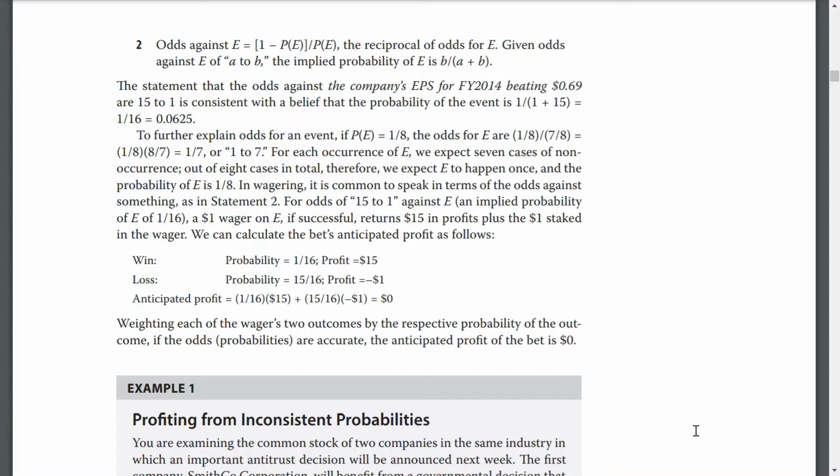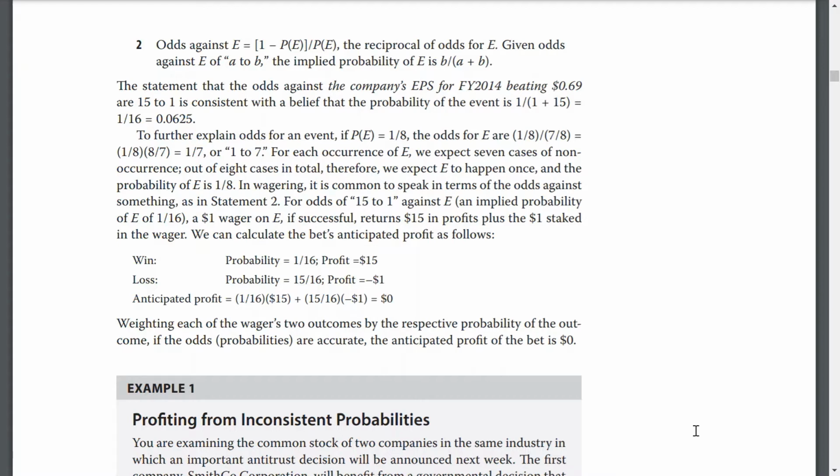To further explain odds for an event, if the probability of E is 1 out of 8, the odds for E are 1 out of 8 divided by 7 out of 8, which is equal to 1 divided by 7, or 1 to 7. For each occurrence of E, we expect 7 cases of non-occurrence out of 8 cases in total. Therefore, we expect E to happen once, and the probability of E is 1 out of 8.